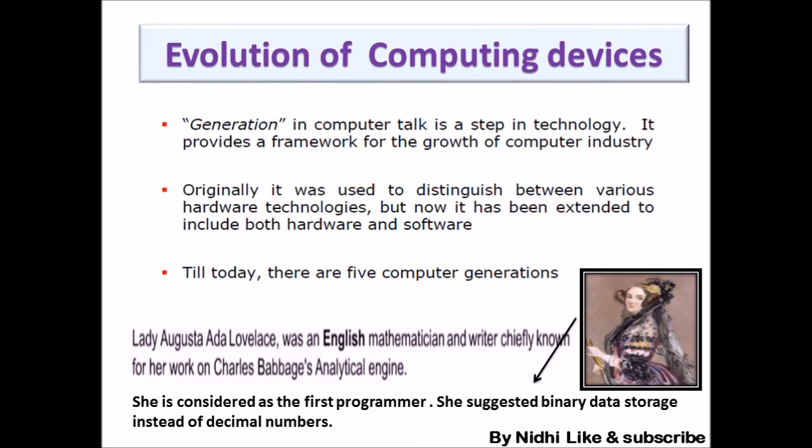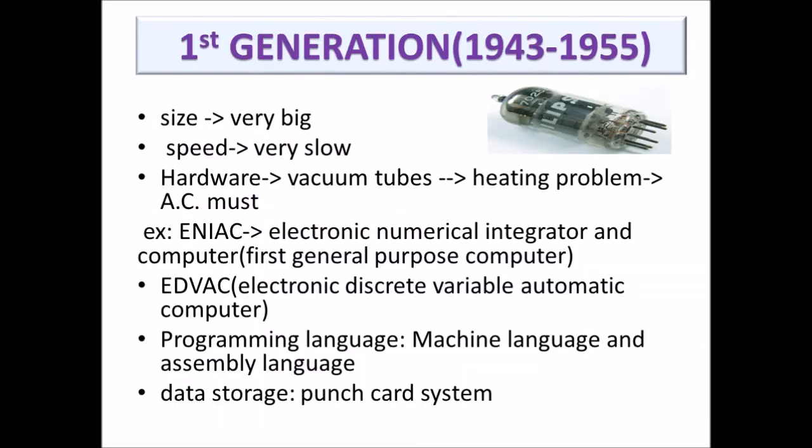First generation was from 1943 to 1955. It uses basically a component known as the vacuum tube. The size of computers in the first generation was very big, and because of the vacuum tube there was a heating problem, so AC is required. One proper example of a first generation computer is ENIAC, that is Electronic Numerical Integrator and Computer.